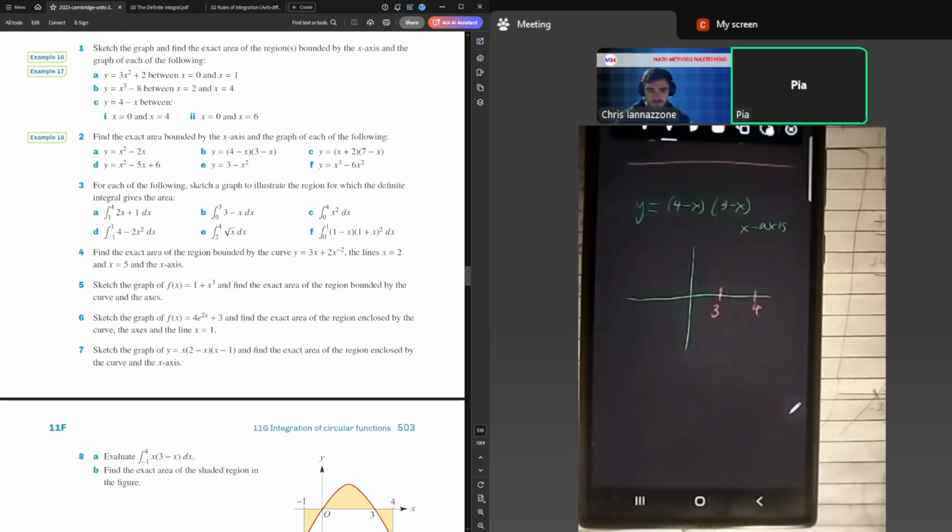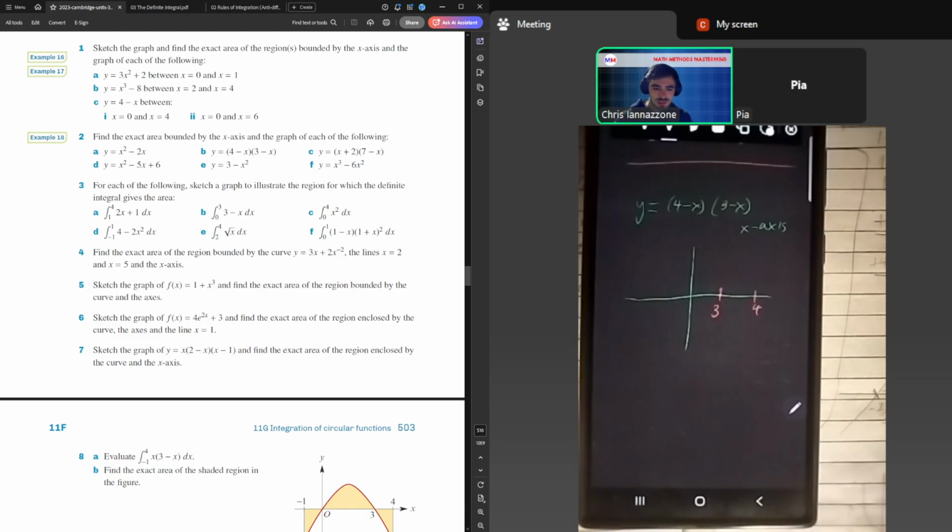We just need to know, is this a positive or negative parabola? Is it going to point up or point down? You can expand it out. You don't have to guess. One of the quick ways of doing it is just expand it out real quick.